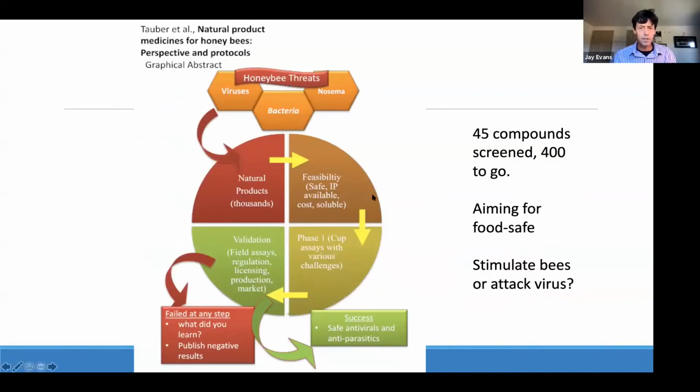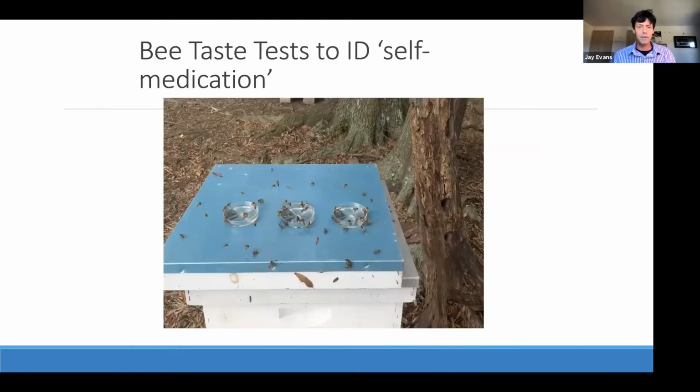This is just the flow chart. We have about 400 to go, so we're not that far along. COVID did not help, but we are making some progress, at least to screen through these. A diversity of things, very few of which I've actually come up with. It's been a team with a plant chemist and also just looking in the literature, I guess, looking for examples for antivirals from natural sources.